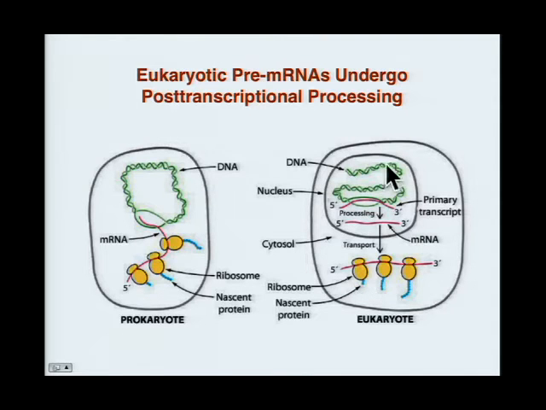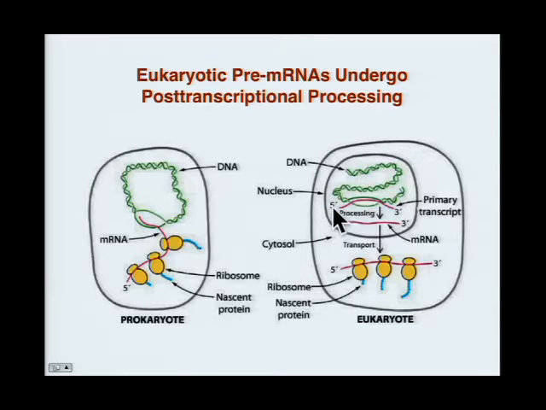So in eukaryotic transcription, we need to protect the RNA molecule. We need to provide signals on the RNA molecule itself when it's time to extrude the RNA from the nucleus into the cytosol.